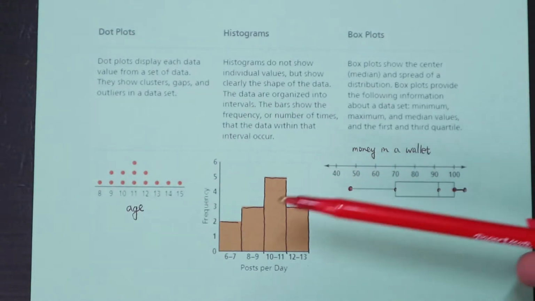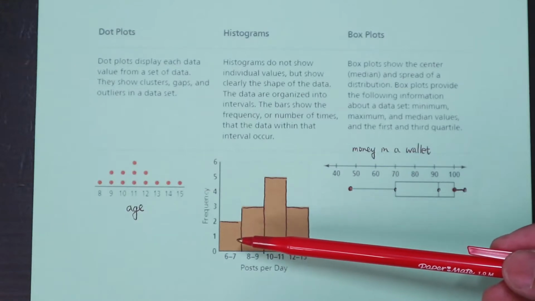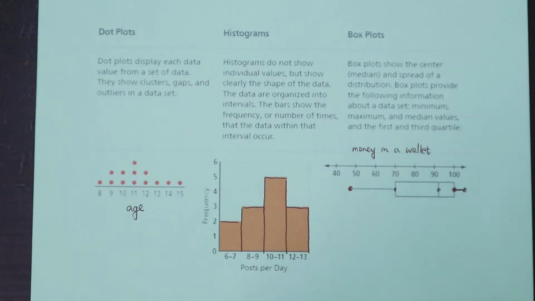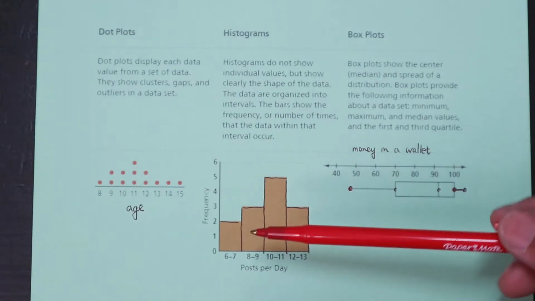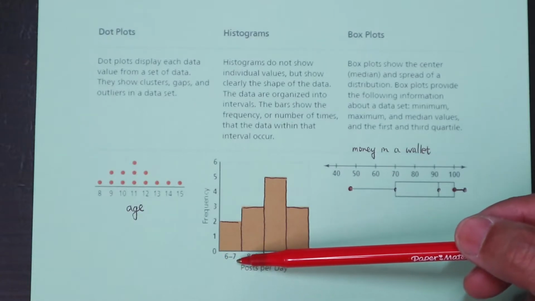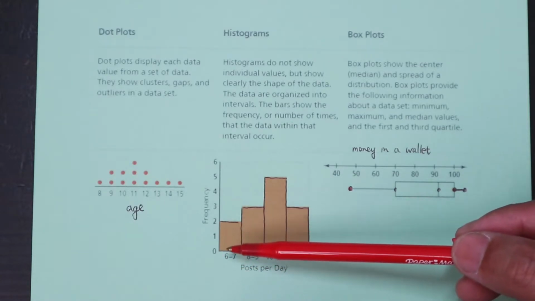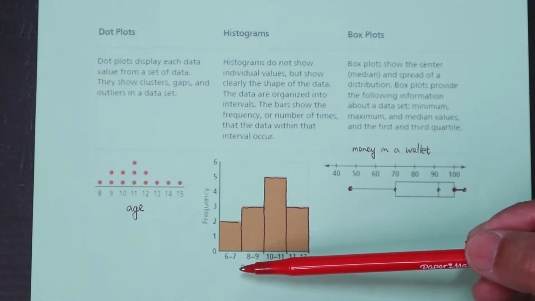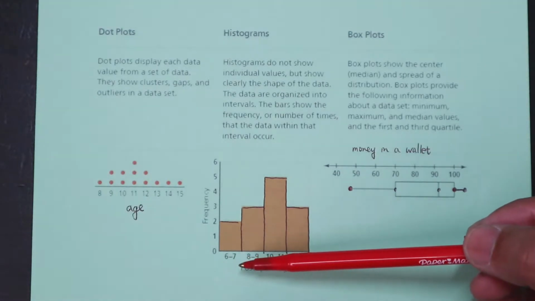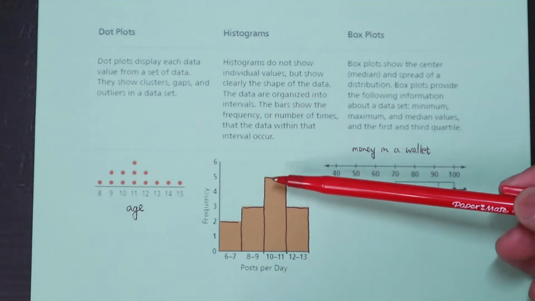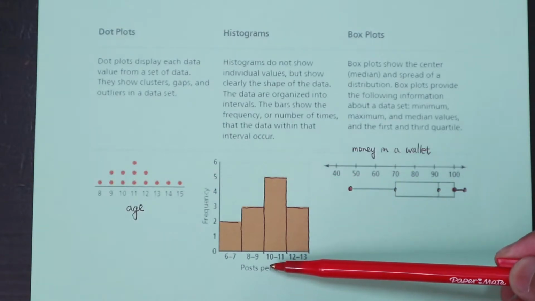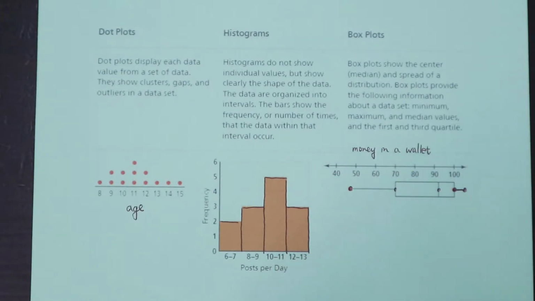But here's the thing, I would not know how many posts each individual makes exactly, because here I'm showing just a range of numbers. I only know 2 people make 6 to 7 posts, but did they make 6 posts? Did they make 7 posts? I don't know. Likewise, there are 5 people that make 10 to 11 posts per day, but did they make 10 or 11 posts? I don't know.